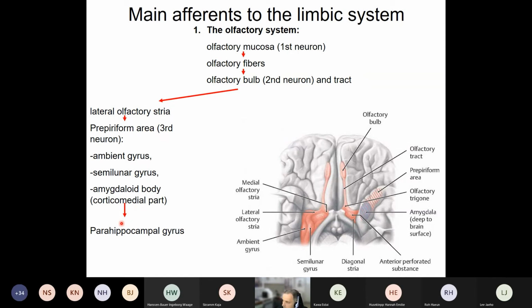So that's why the olfactory input is quite important for the bonding and for the partnerships in order to make up relationships. And also there is another direction to the medial side. That's the medial olfactory stria. It goes to the subcallosal area and the anterior perforated substance here.